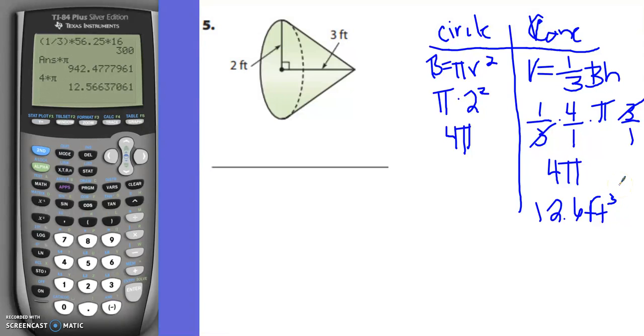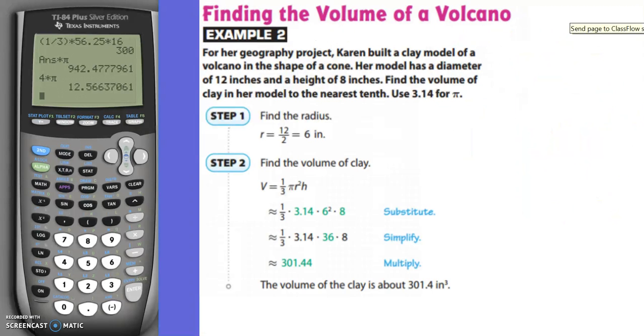All right, flip it over to the back side. Example 2. For her geography project, Karen built a clay model of a volcano in the shape of a cone. Her model has a diameter of 12 inches and a height of 8 inches. Find the volume of the clay in her model to the nearest tenth.